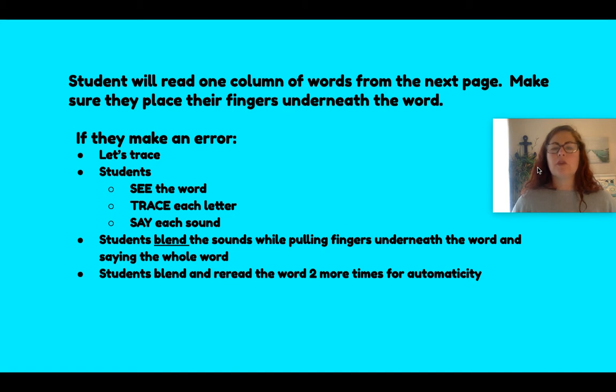Make sure they put their fingers underneath the word. If they make an error, let's trace. The student needs to look at the word while they trace and say each sound. So if they made a mistake with cat, they would go k, ah, t, cat, but they would be looking at the word as they did that. And then they would do it 2 more times for a total of 3 for automaticity. Make sure they blend underneath while dragging their finger.